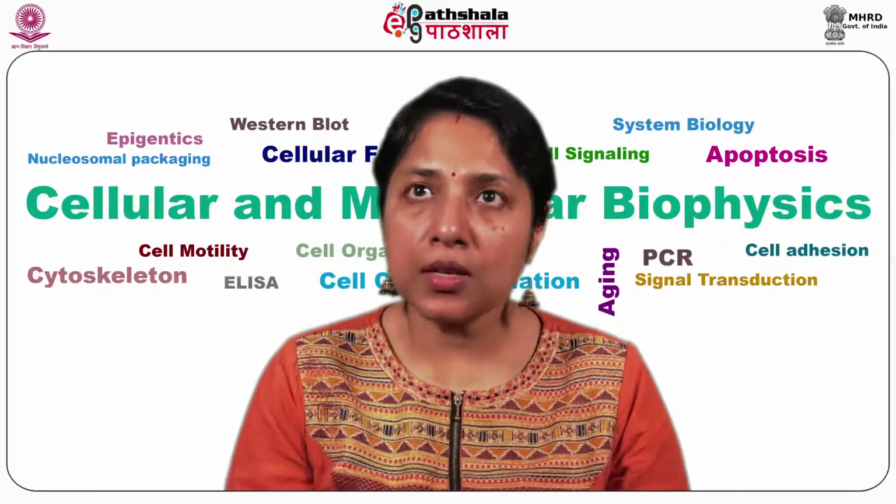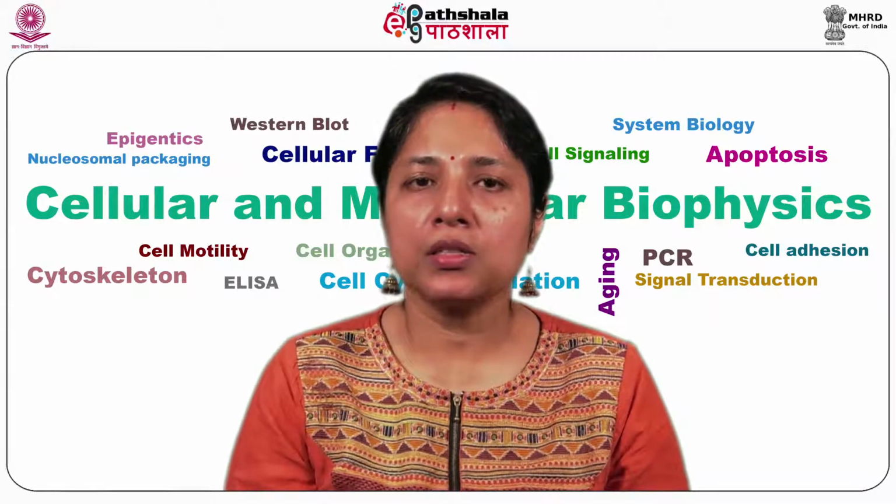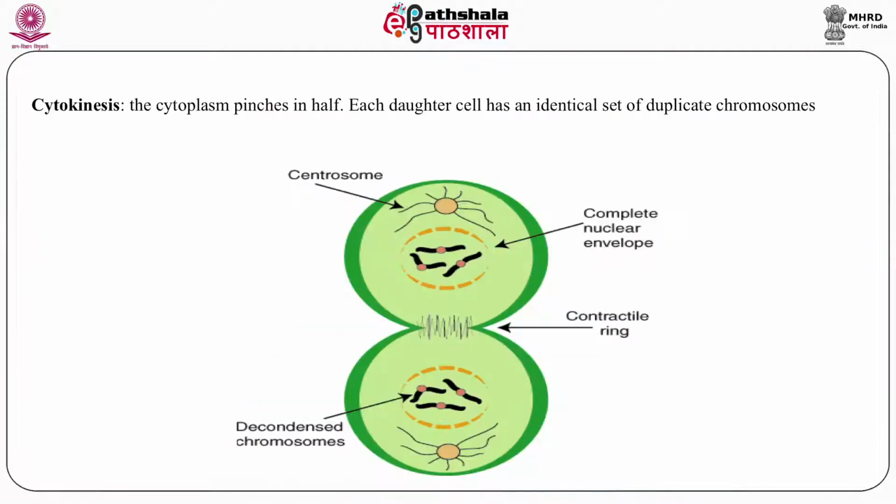Next, after the nucleus is divided, the cell prepares itself for cytokinesis. The cytoplasm pinches in half. Each daughter cell has an identical set of duplicate chromosomes.